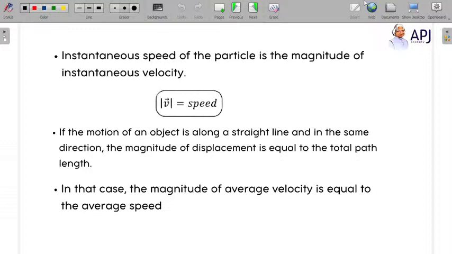And in that case when the magnitude of your displacement and distance is equal, the magnitude of average velocity is equal to average speed. Because देखो average speed और average velocity की definition में difference क्या है? Average speed को हम define करते हैं total distance upon total time. Average velocity को how do we define? Average velocity we define as total displacement upon total time.